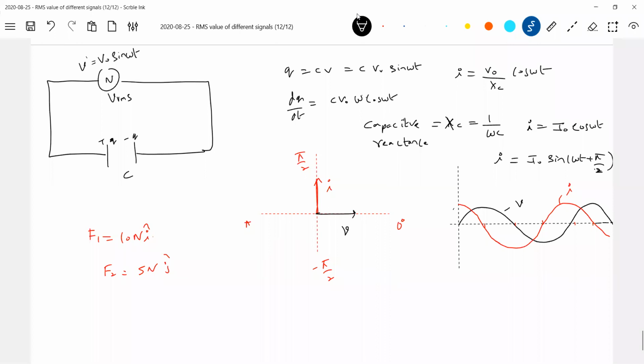There's a phasor diagram. Any quantity having a phase of 90 degrees will get aligned along the y-axis. If it has 0 phase, it will be along the x-axis. If it has minus 90 degrees, it will be along the negative y-axis here. If it has a phase of 180 degrees, we'll put it along this direction.